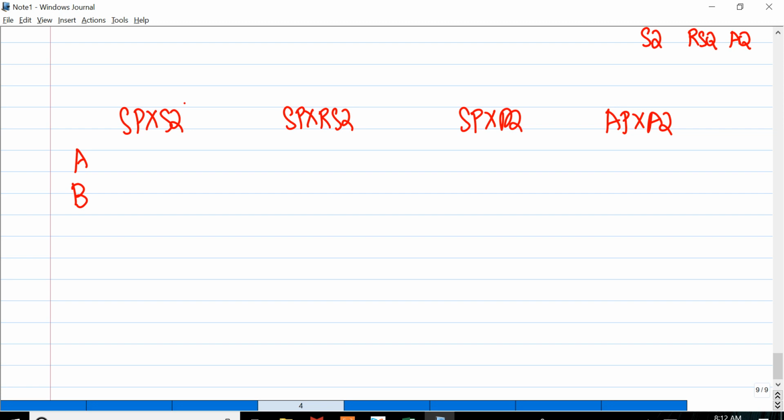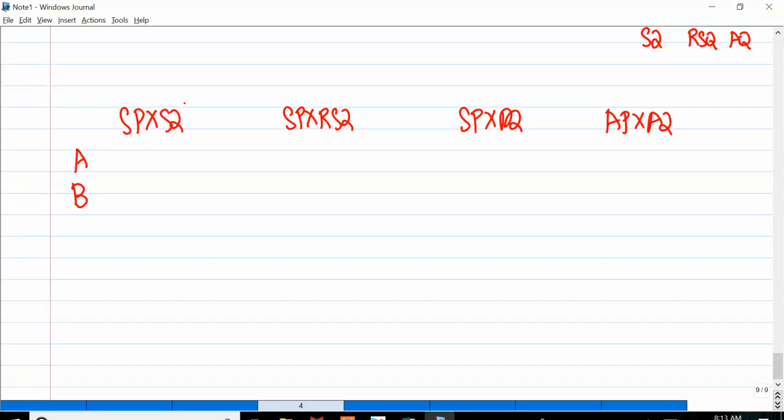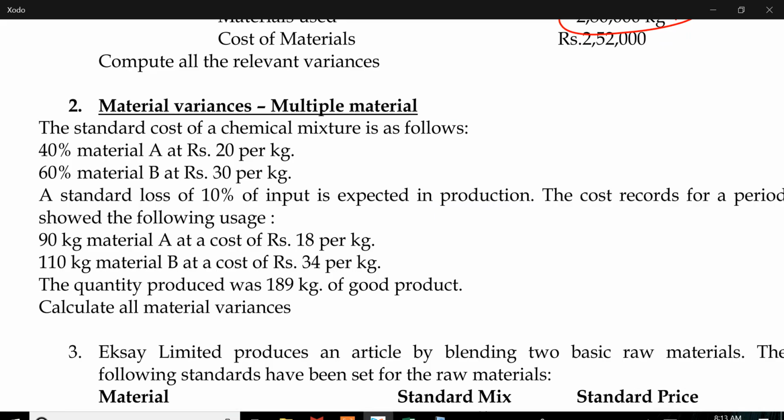Let's first fill price in this order, then quantity in the reverse order. Can you tell me what is the standard price for A and B? 20 rupees and 30 rupees. The standard cost of a chemical mixture is 40% at 20 per kg, 60% at 30 per kg. Any doubts? That is the composition. So what should be the mix between the two products? So the mix is 40%.